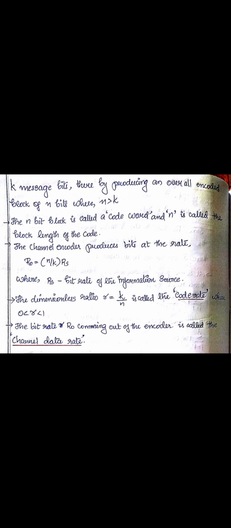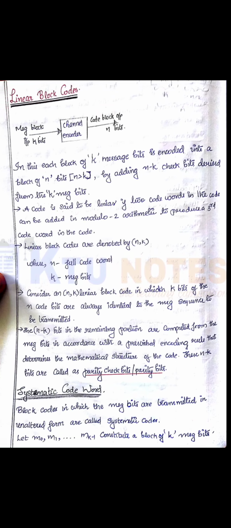The message information bits are divided into different blocks. Each block has a size of k. This block is given to the channel encoder. Then the channel encoder adds a block of data, that is, n minus k bits, which are called parity bits or redundant bits. Then the output of the encoder is n bits, that is the code word. So these are the parameters of a linear block code.